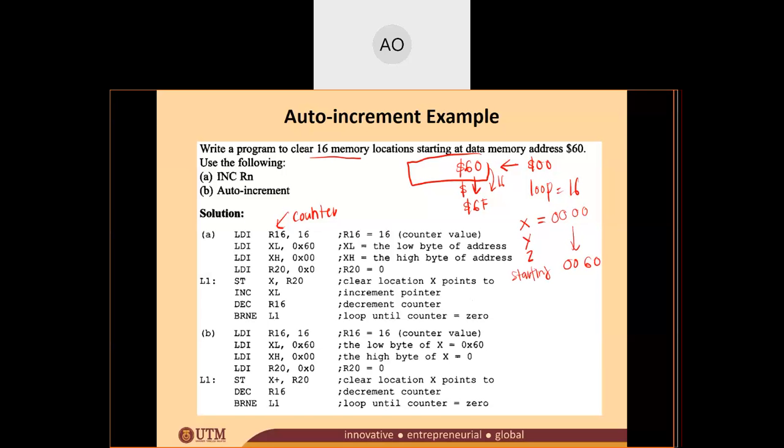By loading the value to your XL and XH. Okay, so this belongs to XL and this belongs to XH. So load I XL with 0x60 and load I XH with 0x00. So what happened after you execute this instruction? X now points to address 0060. Okay, any question up until here?